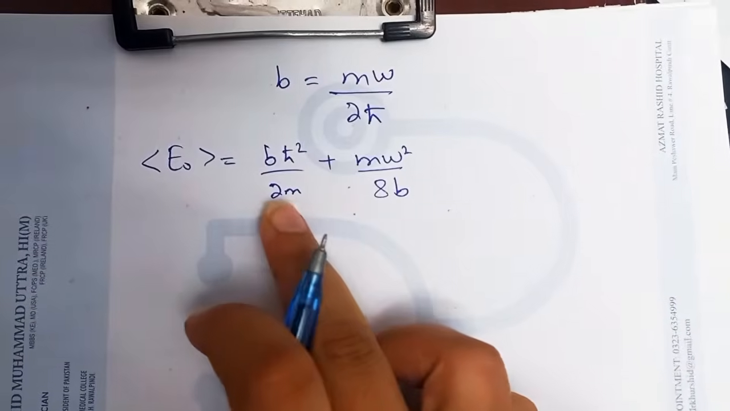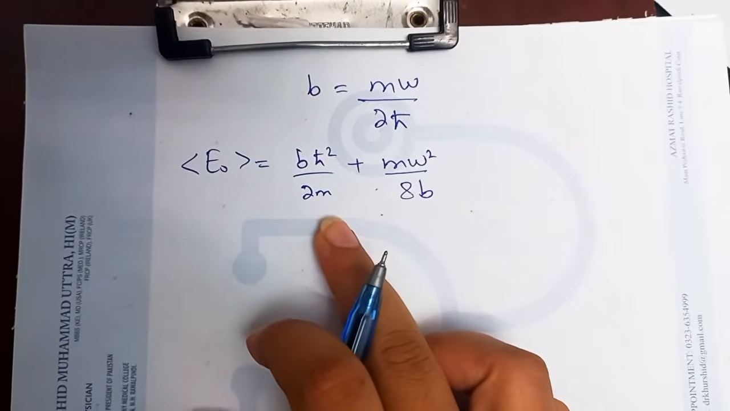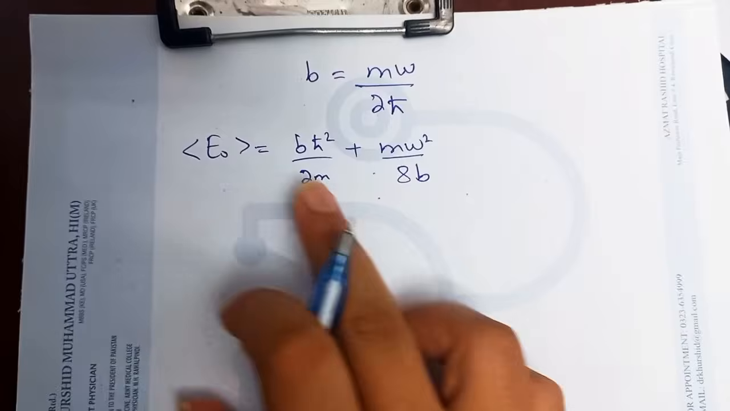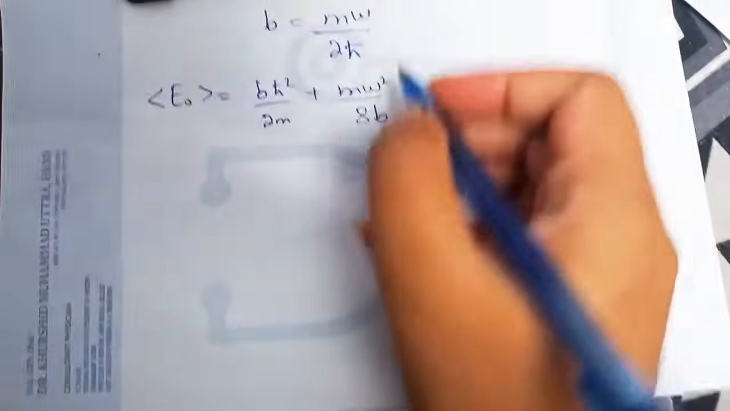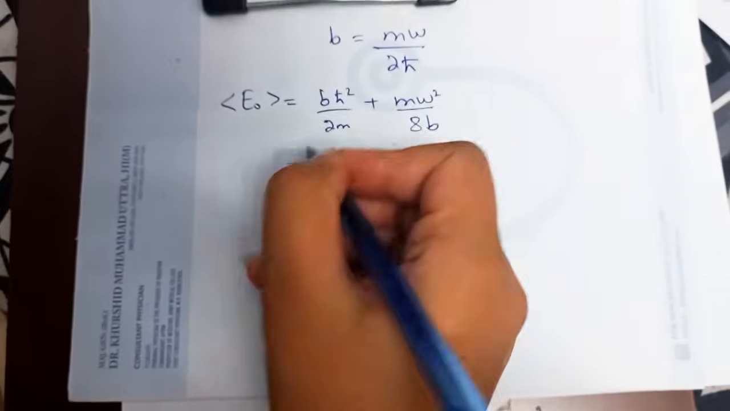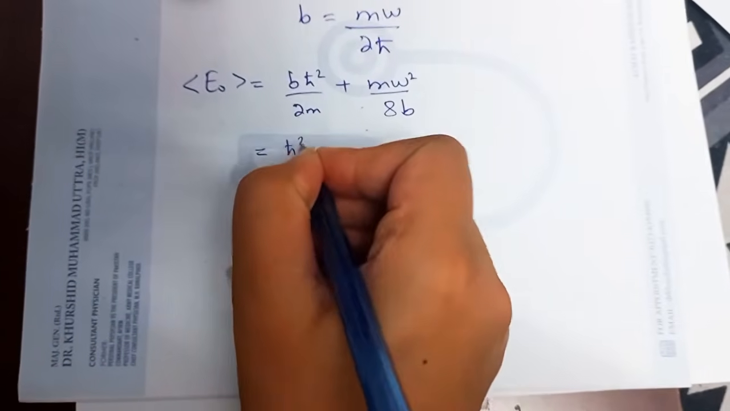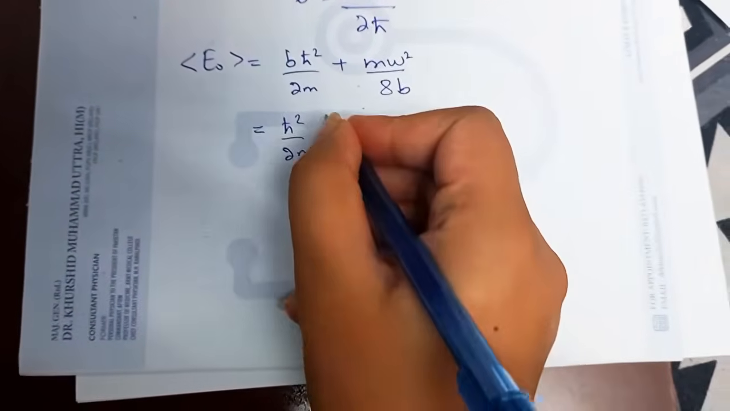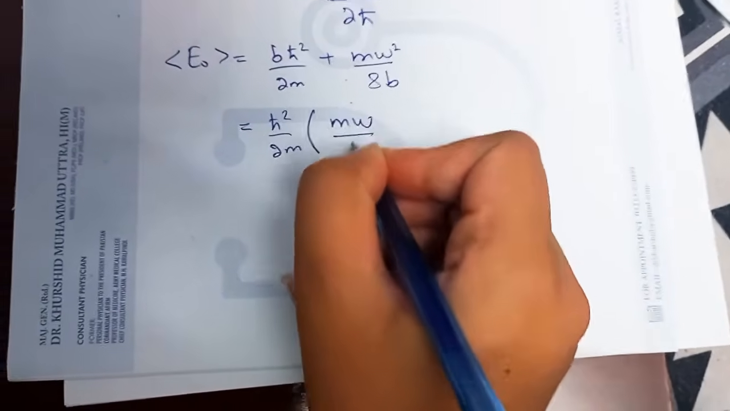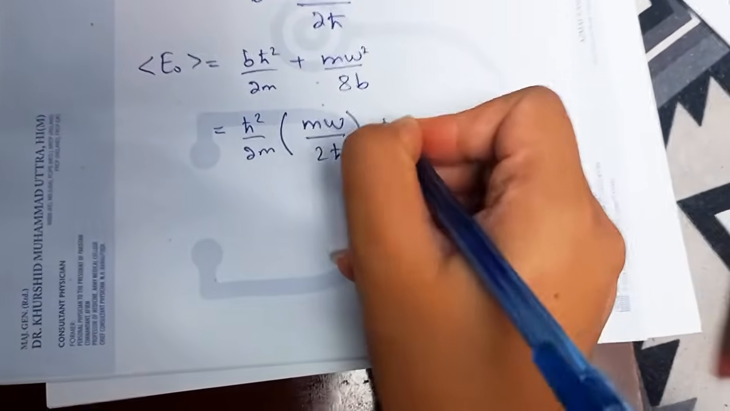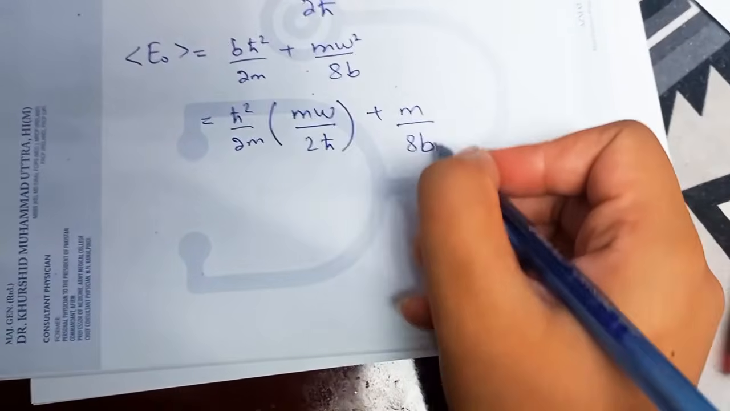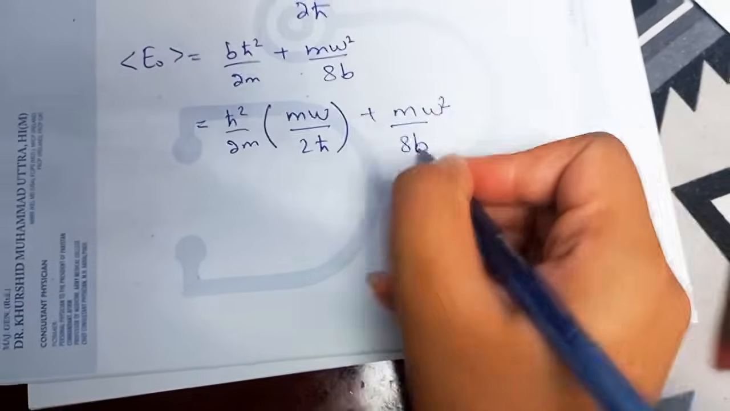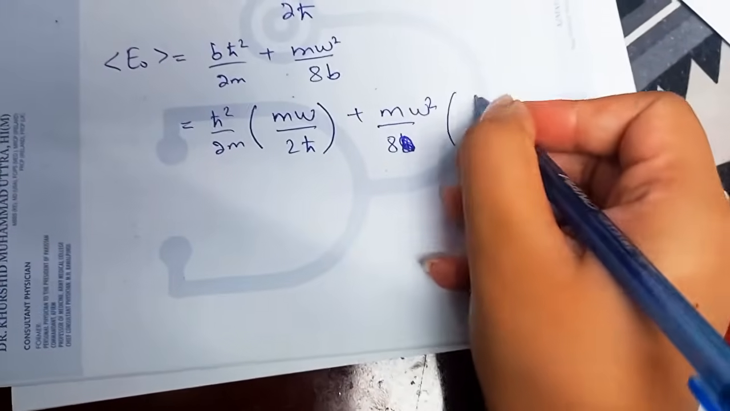Let's put the value of b right into this expression of the expectation value of the ground state energy that we had in equation A. So I'm just going to put it in place of b. Okay, ħ² by 2m remains the same. Then we have b, which is mω by 2ħ, plus mω² by 8 as it is, then 1 over b.